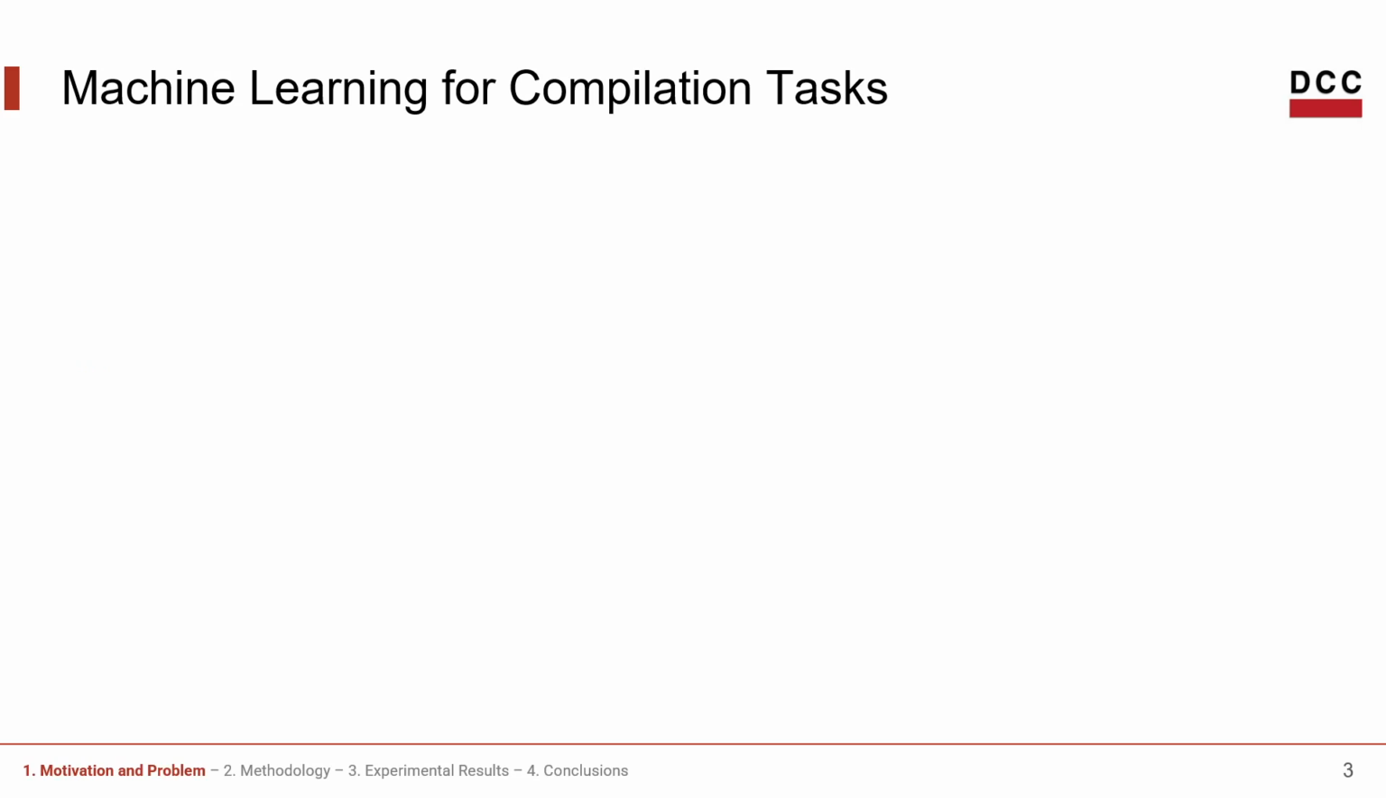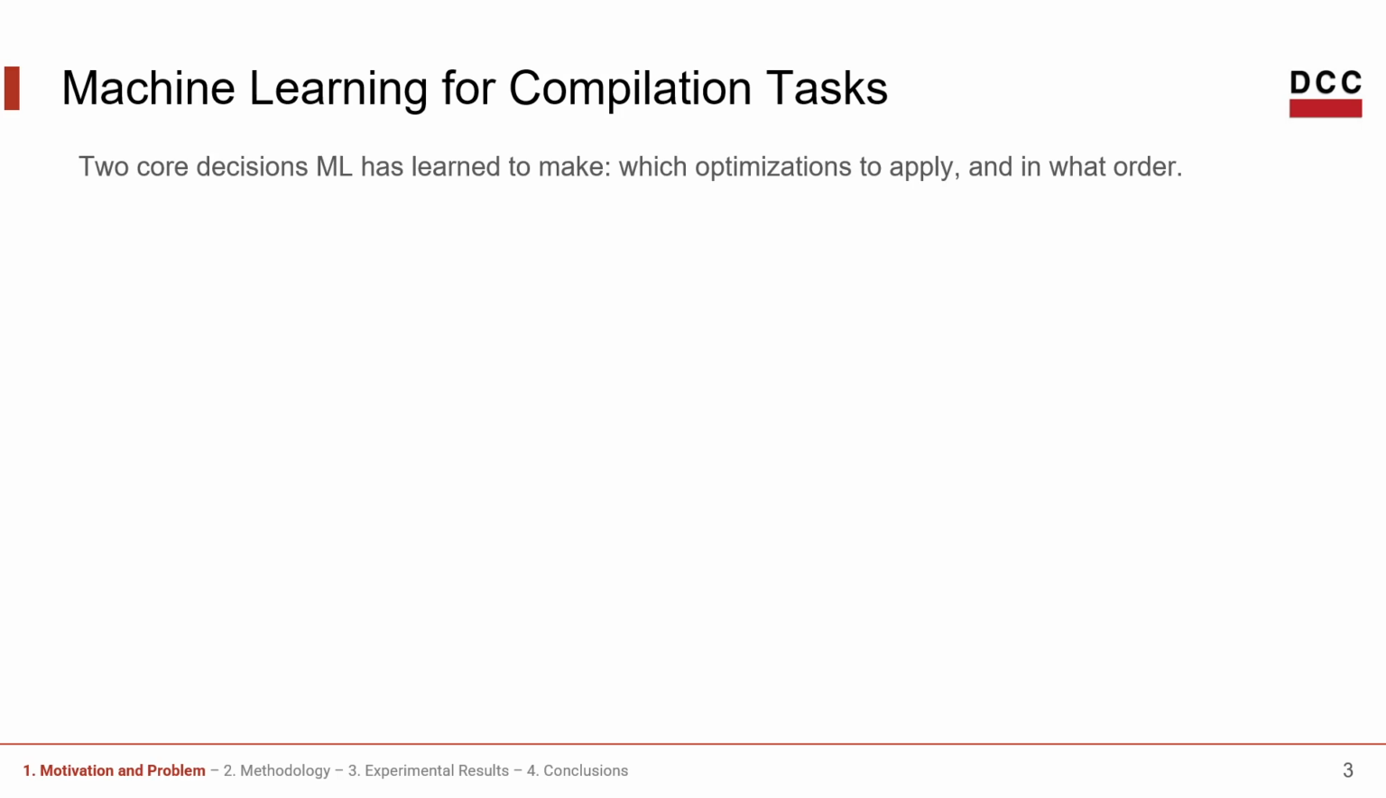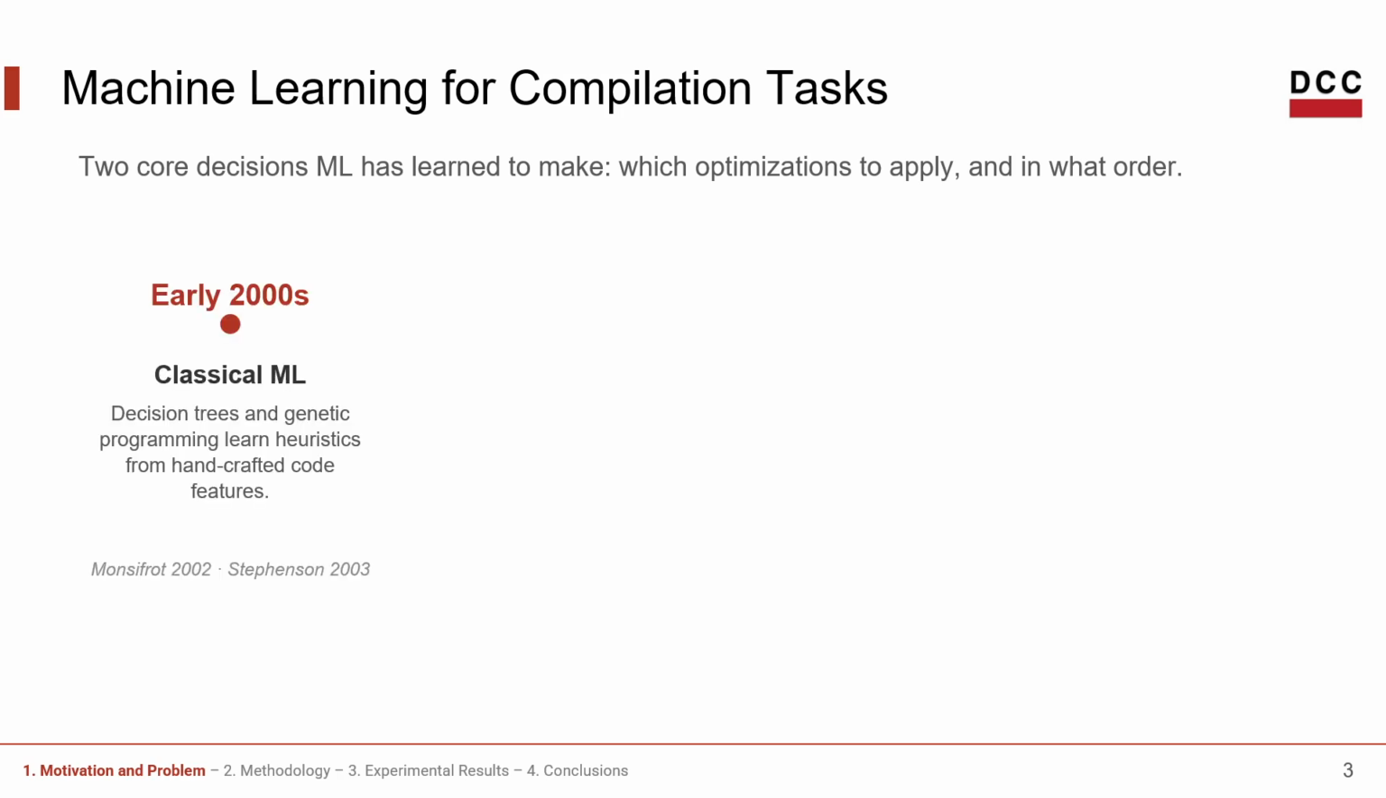So, machine learning has been applied to compilers for more than 2 decades now. And usually they are there to help compilers make 2 kinds of decisions, basically. One is what optimizations to apply, and the other is in what order to apply these optimizations. And in all of this time that machine learning has been applied to compilers, it has evolved quite a lot.